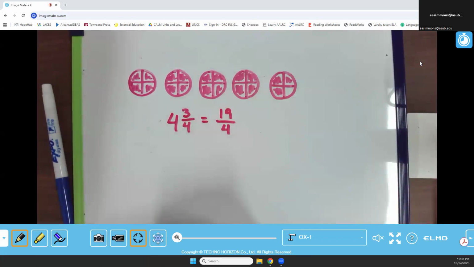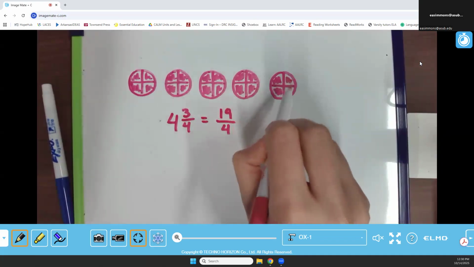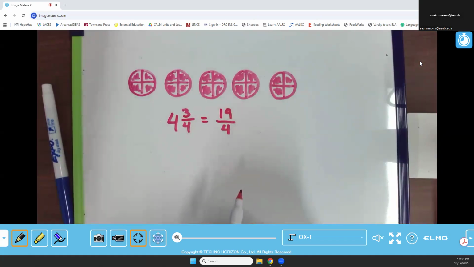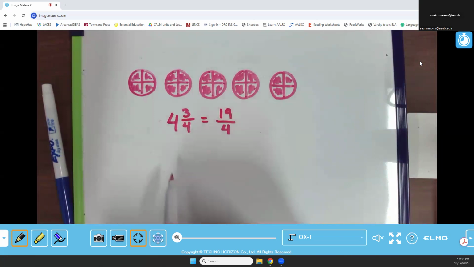Both of these ways of showing the pizzas are equal because either way I have 4 whole pizzas and 3/4 left over, or if I count those up I have 19. And either way the pizzas are cut into 4 slices. That's why my denominator stays the same.